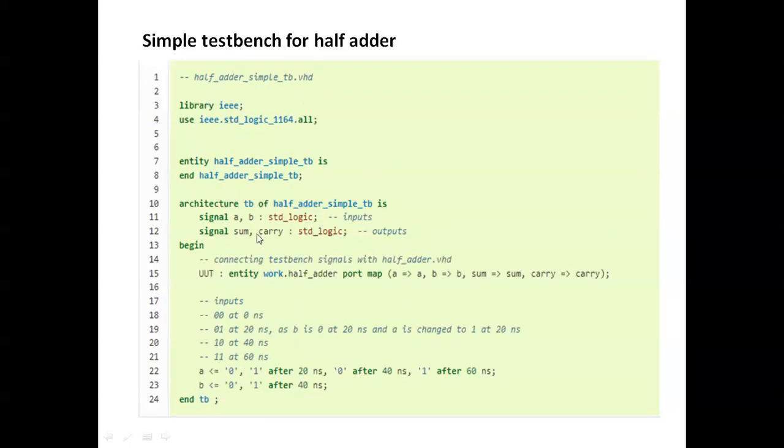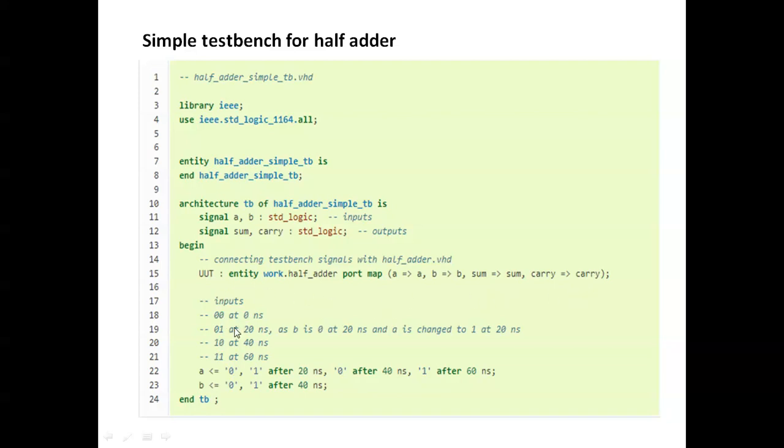Now a simple test bench for half adder. The entity is half adder simple test bench, and then the architecture test bench of half adder. We declare signals a and b, and sum and carry. The inputs and outputs are declared as signals. Then begin, and then we instantiate the entity work with a port map: a to a, b to b, sum to sum, carry to carry.